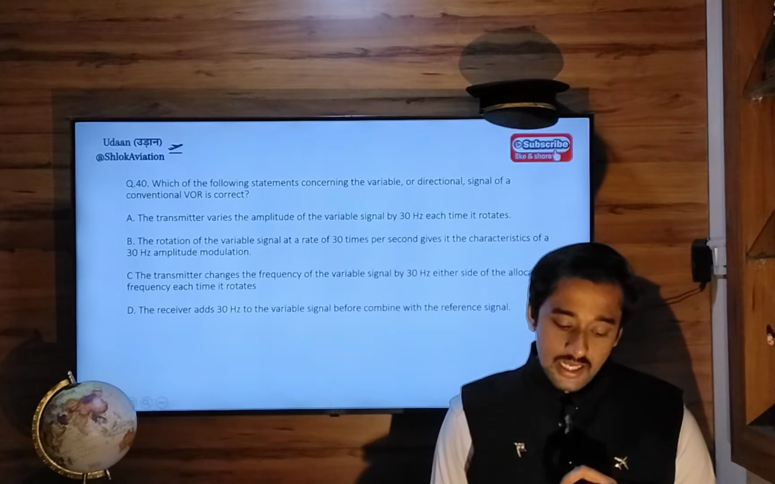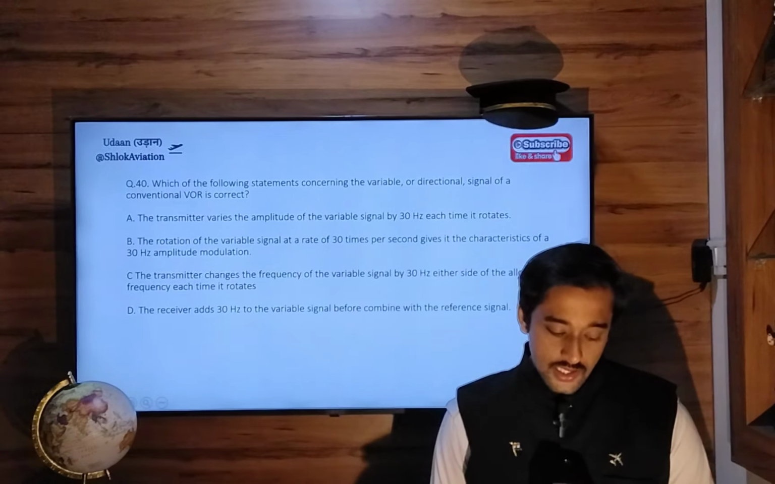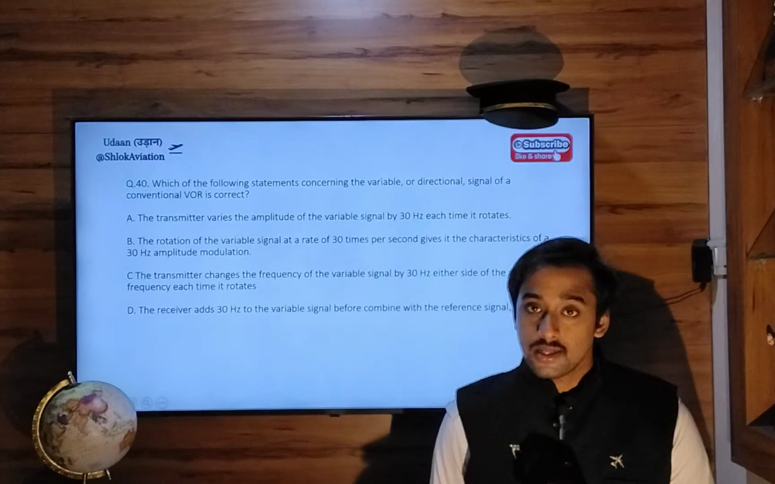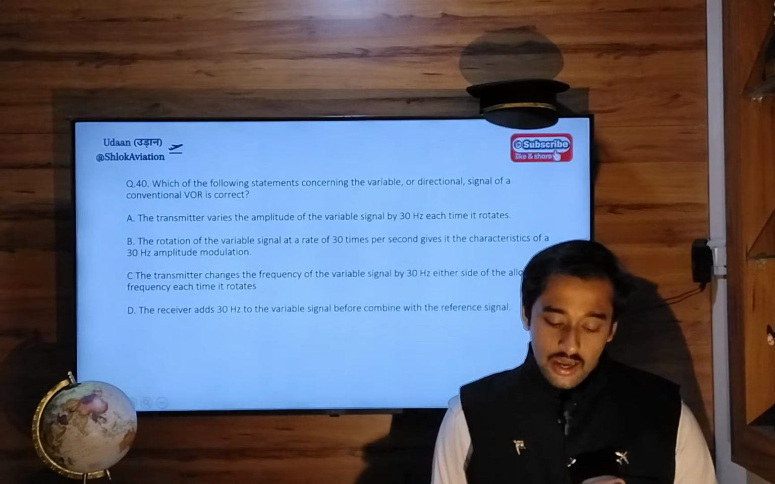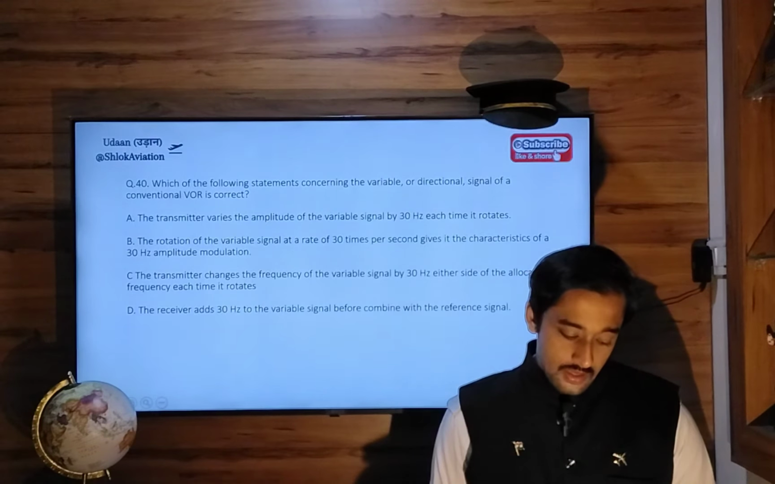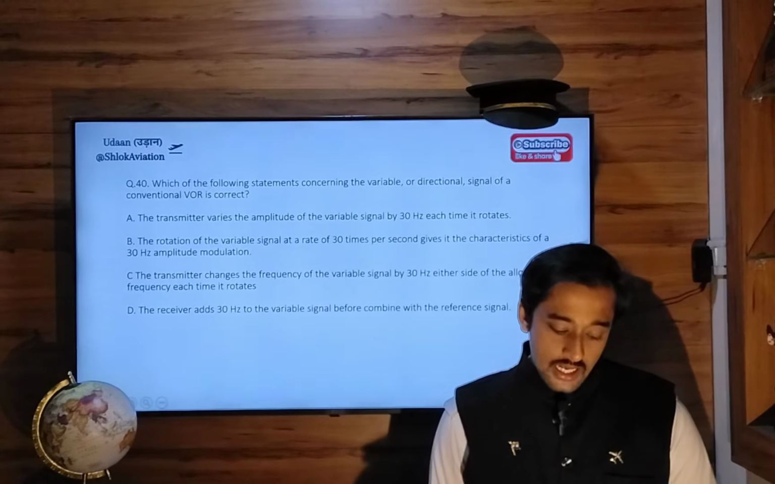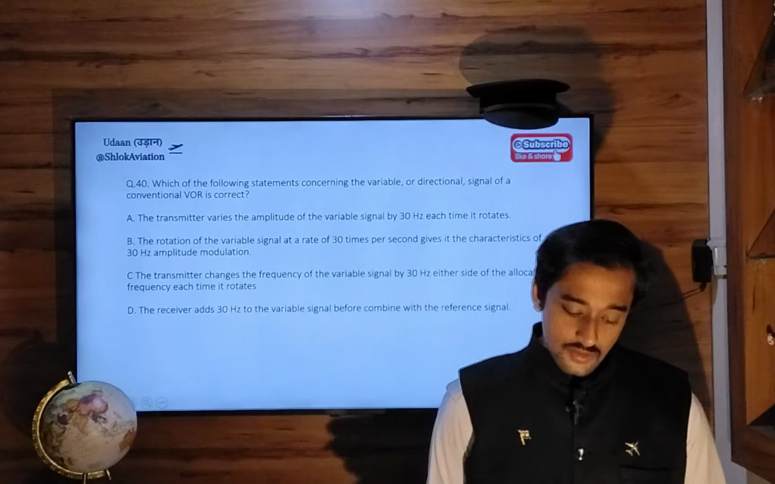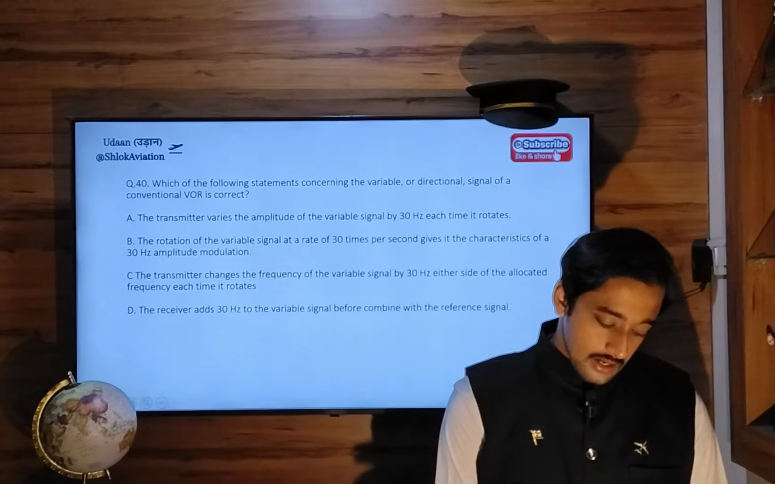The transmitter varies the amplitude of the variable signal by 30 Hz each time it rotates. The rotation of the variable signal at 30 times per second gives it the characteristics of 30 Hz amplitude modulation. The transmitter changes the frequency of the variable signal. The receiver adds 30 Hz before combining it with the reference signal. So the correct option will be option Bravo.